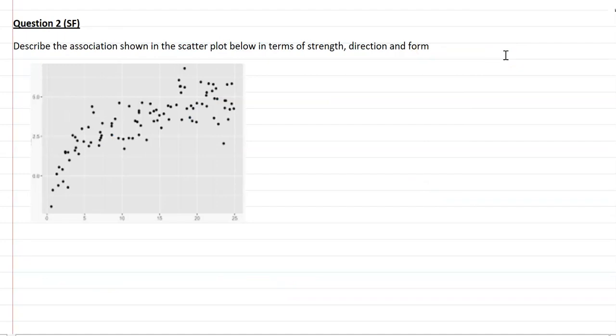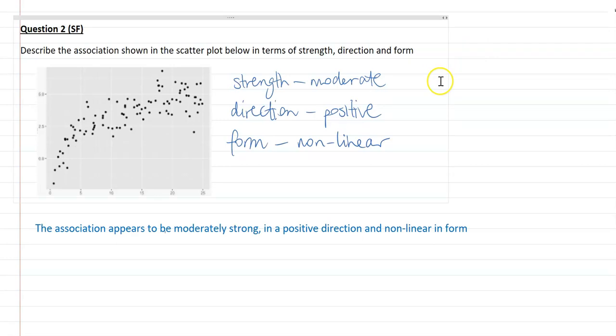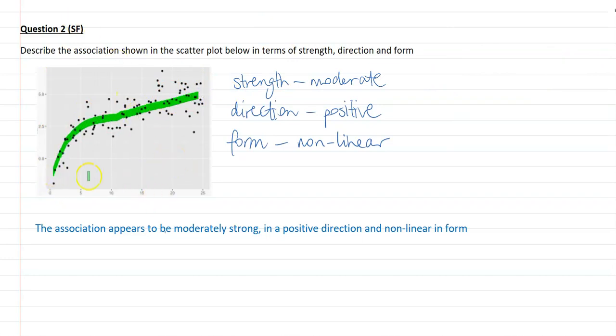We've got a scatter plot here and you have to describe the association you're observing in terms of strength, direction and form. So have a go and we'll check in. Okay, in terms of strength, it looks pretty moderate. If I was to put in a line of best fit there, you could see that the points don't fit it really well. I wouldn't say it's strong, I would say it would be a moderate strength. The direction's positive from left to right. You can see this curve shape of the trend line, which you describe as non-linear.